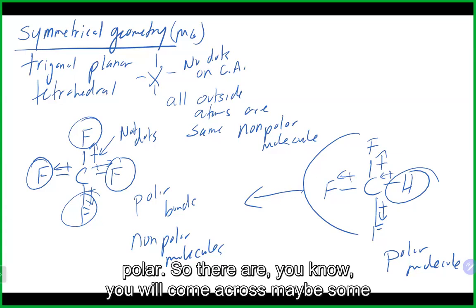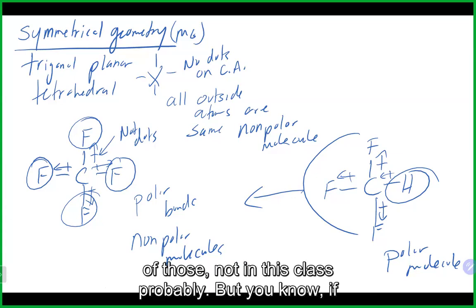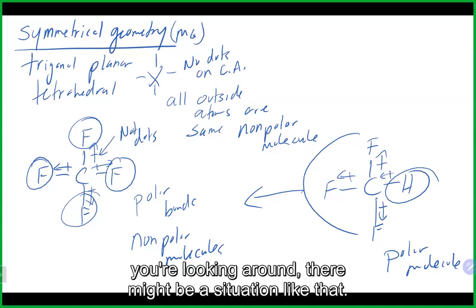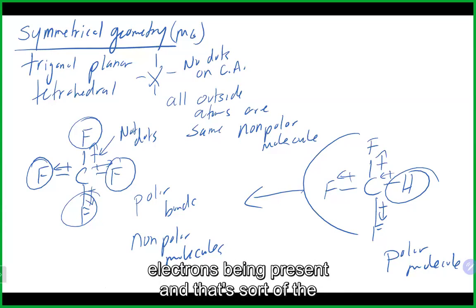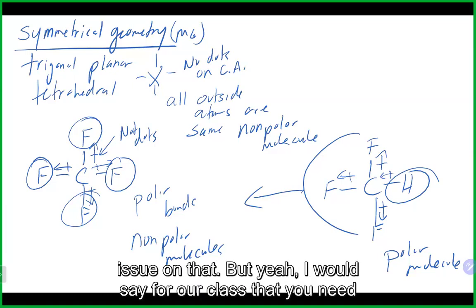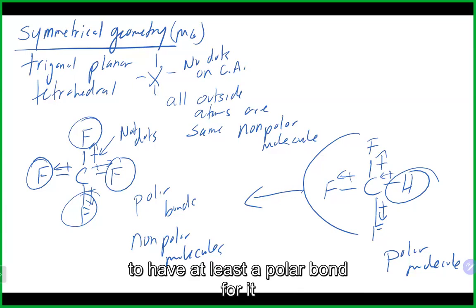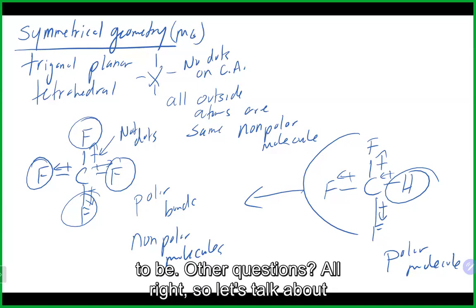You will come across maybe some of those, not in this class probably, but if you're looking around, there might be a situation like that. It usually happens a little bit more with non-bonding electrons being present, and that's sort of the issue. But for our class, you need to have at least a polar bond for it to be polar. Other questions? All right, so let's talk about unsymmetrical geometries.